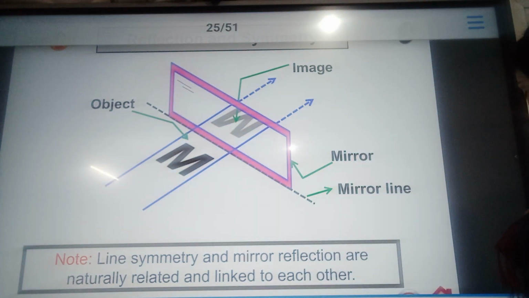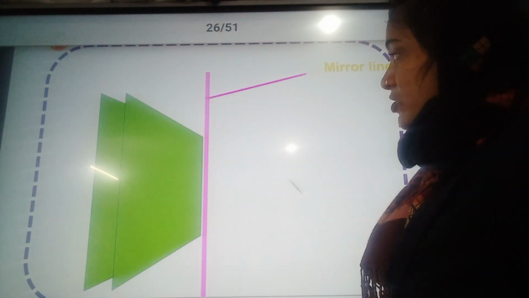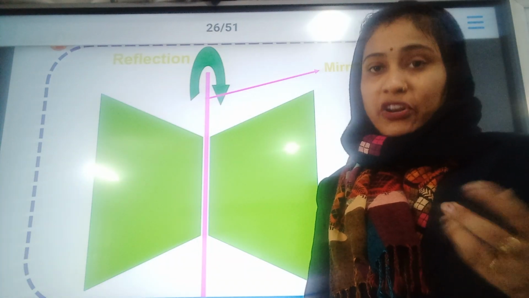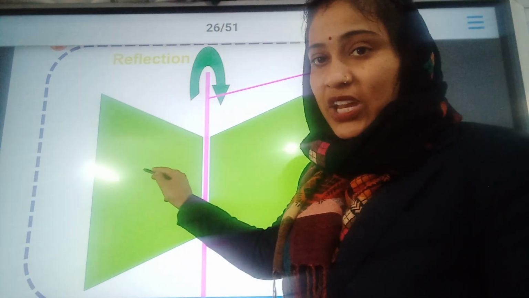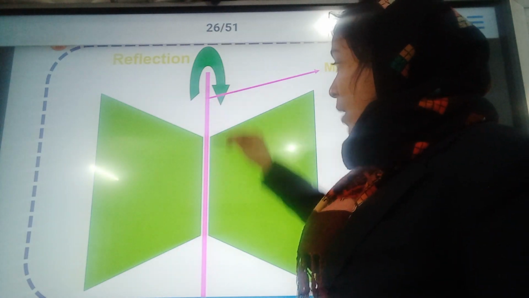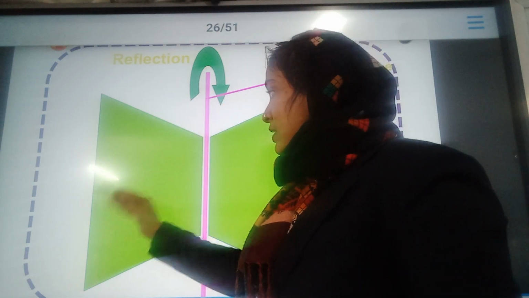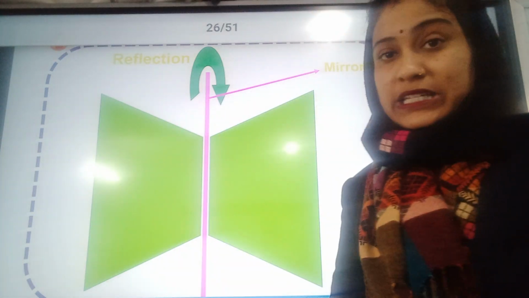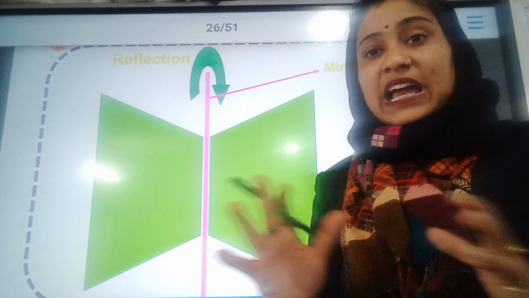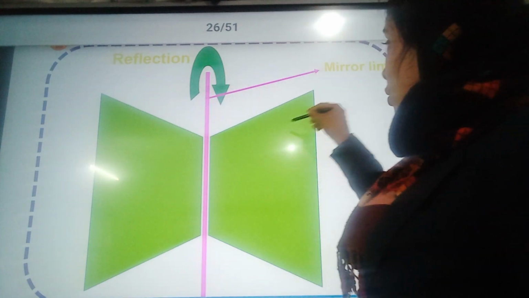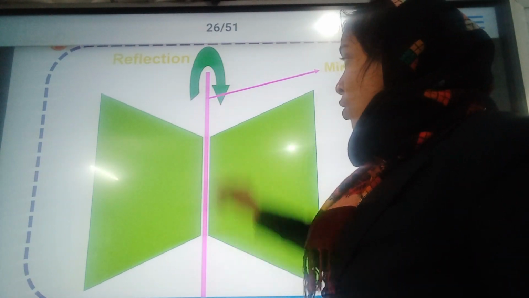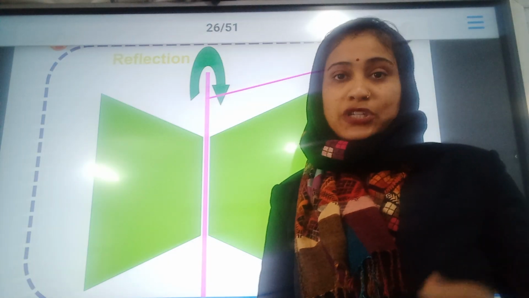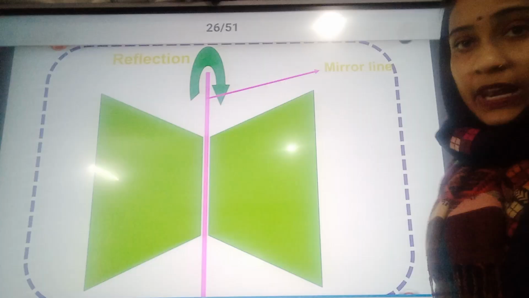Here are a few more examples to make you understand how a figure possesses reflection symmetry. Here is the object, this is the mirror about which the reflection has to be seen, and this is the image. Can you see, if we overlap them, they will be identical, completely coinciding. The line or mirror about which the image is formed is known as the mirror line.